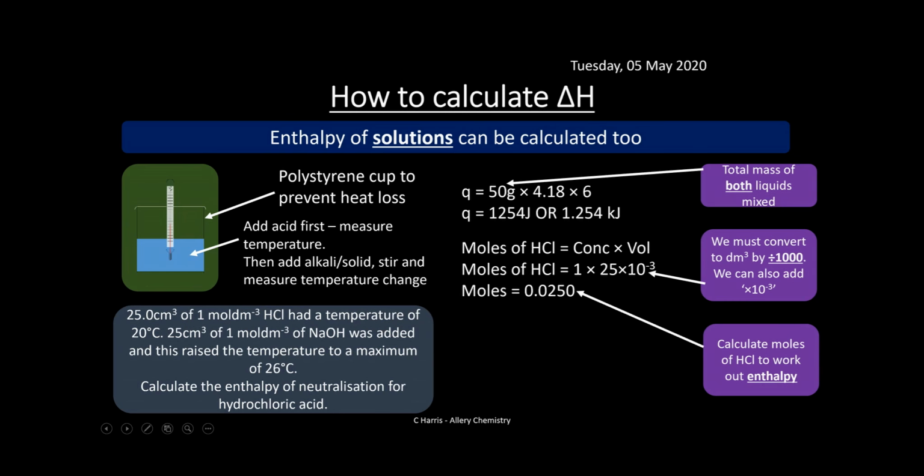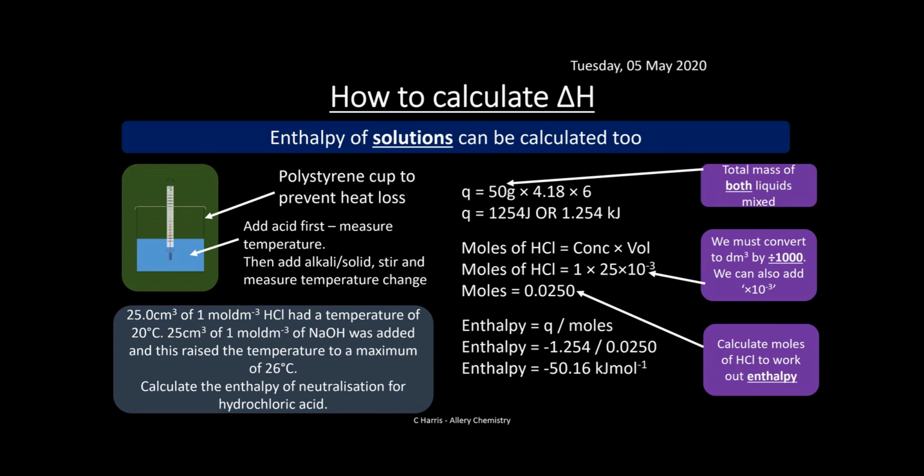The moles is 0.0250. So we worked out the moles of acid. Then we have to work out our enthalpy, just like we did before. So it's energy divided by moles. Because it's an exothermic reaction, we put minus 1.254, because it's giving out heat energy. Divide that by 0.0250, and so our enthalpy change for this reaction is minus 50.16 kilojoules per mole. Okay, so fairly straightforward.